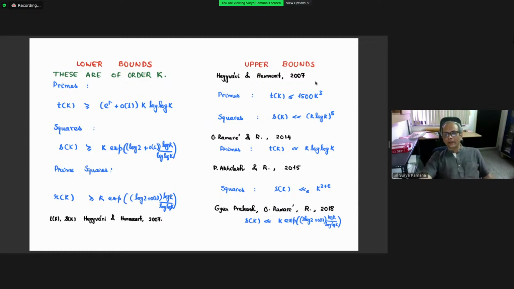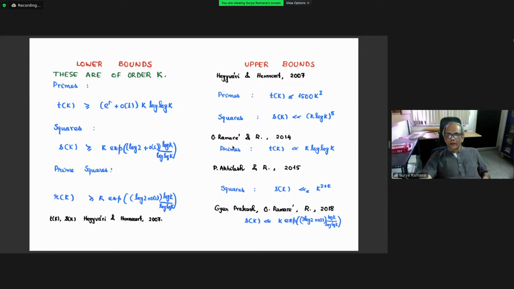Egami and Eskar, in the same paper that I spoke of, showed that t_k is less than 1500 k cubed. So you see that the upper bound was of the order of the cube of k, whereas the lower bounds are of the order of k. And similarly for the squares, they had a bound which is even bigger, it's k (log k) to the 5.